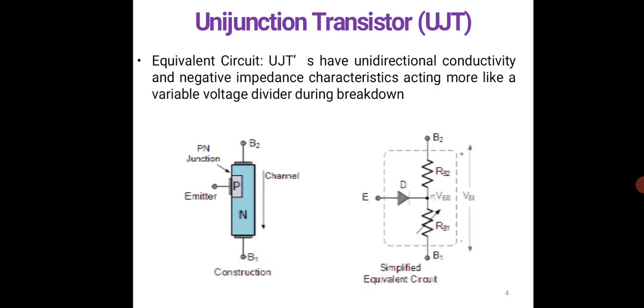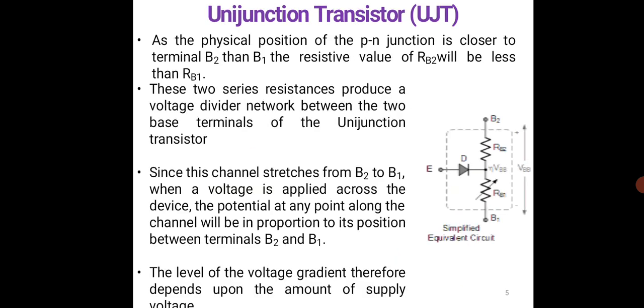This is an equivalent circuit of the UJT, which has unidirectional conductivity and negative impedance characteristics, acting more like a variable voltage divider during breakdown. This is the construction you saw in the previous slide, and this is a simplified equivalent circuit. The PN junction is replaced with a diode, and we have the resistors RB1 and RB2. As the physical position of the PN junction is closer to terminal B2 than B1, the resistive value of RB2 will be less than RB1.